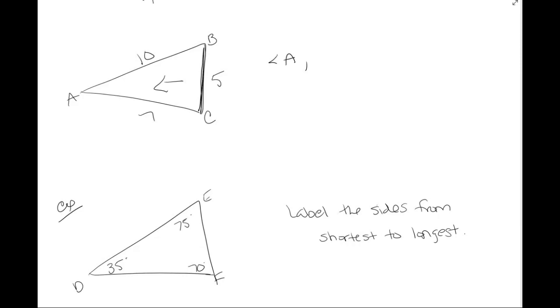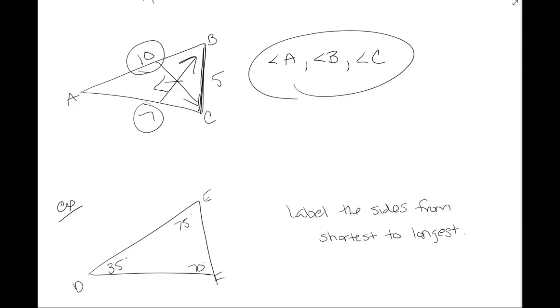The next is 7. He's opposite angle B. So B's got to be your next biggest angle. Finally, our largest side is 10, and he's opposite angle C. So C has got to be your largest angle.